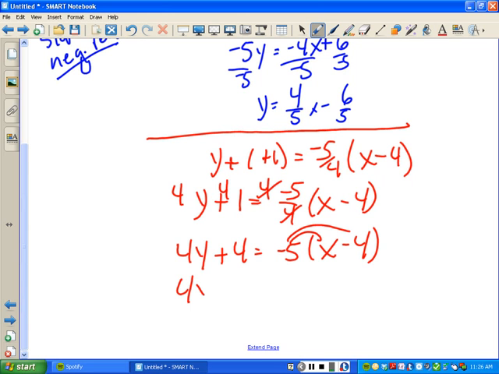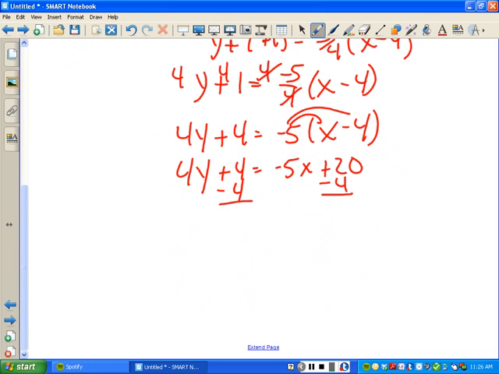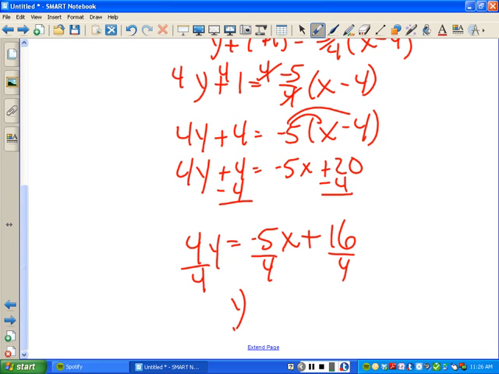4y plus 4 equals negative 5x plus 20. Subtract 4, subtract 4. 4y equals negative 5x plus 16. Dividing by 4, dividing by 4, dividing by 4. Y equals negative 5/4 x plus 4.